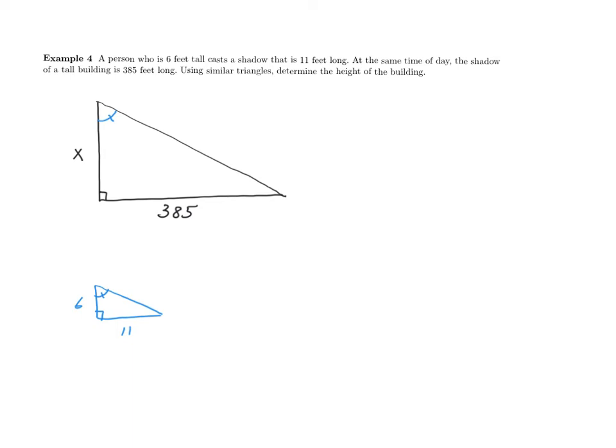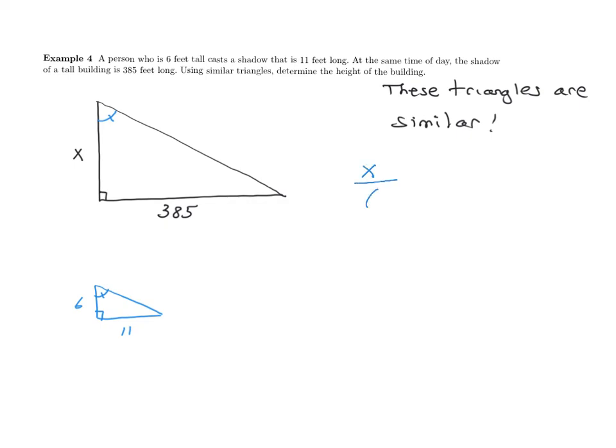So these triangles are similar. If we know this piece of information, corresponding sides have the same ratio. So the ratio of this side to this side is equal to the ratio of this side to this side. This will allow us to set up a proportion. X divided by 6 is equal to 385 divided by 11. I'll write that off to the side.